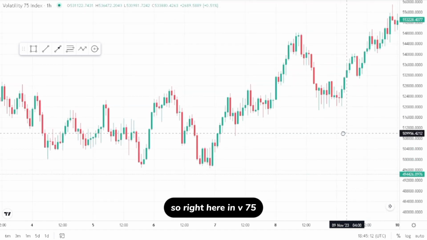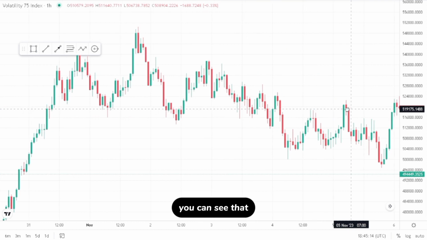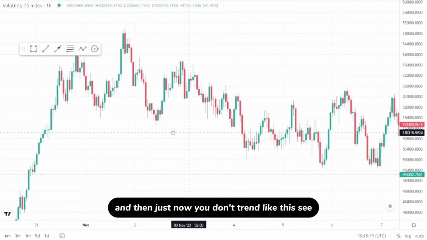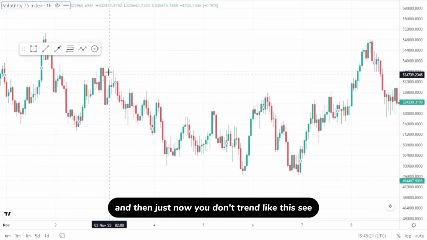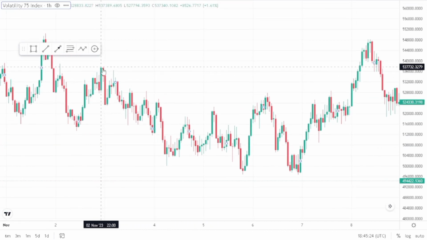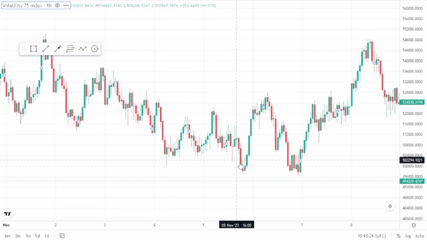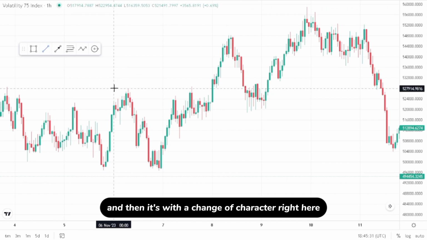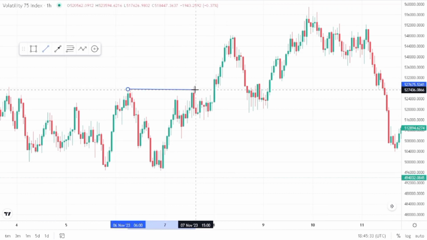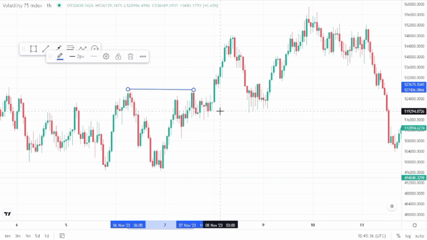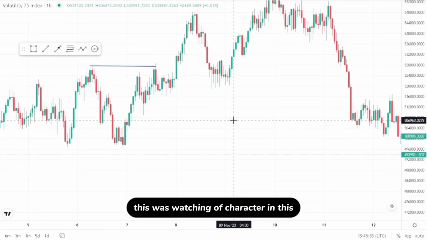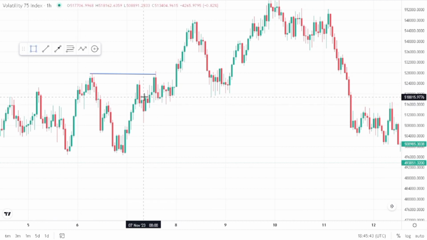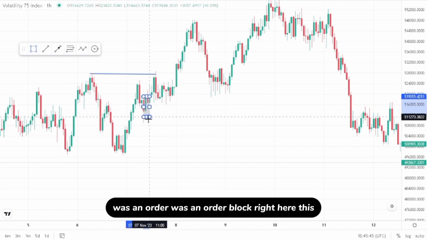Right here in V75, you can see that the market was in an uptrend, and then it was now in a downtrend like this. See, higher low, lower high, lower low, lower high, lower low, right? And then by the change of character right here, right? This was a change of character. And this was an order block right here.